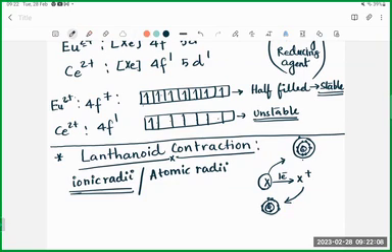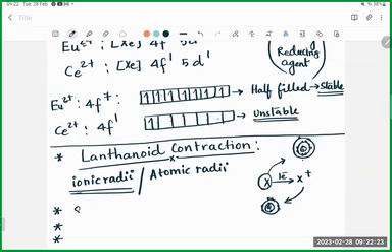And why is this unique nature carried by lanthanoids? Because of the poor shielding effect of f electrons. Did you understand? So what effect? Let me write the points over here. Three major points I would write over here.